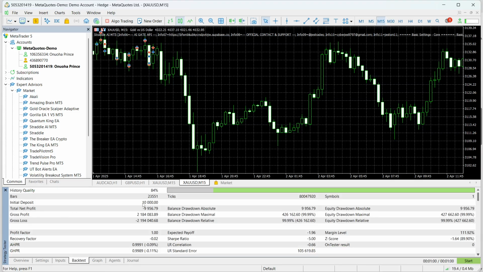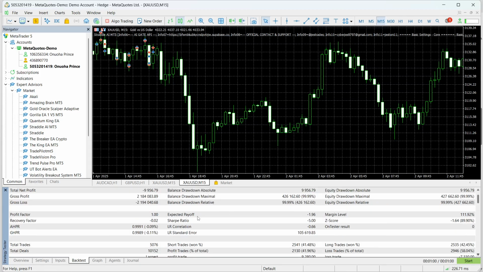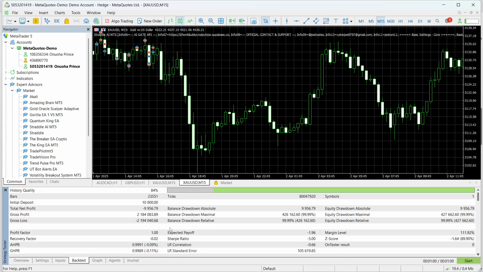for the initial deposit of $10,000, we had a massive net loss of $9,956. It basically blew the account, as you can see from the drawdown of 99.99%. That's basically the whole thing. You have a profit factor of 1, and the total trades taken in the period were 5,076 trades. Right, so that's how we had it during the backtest.